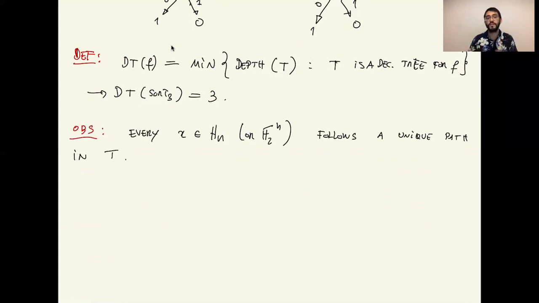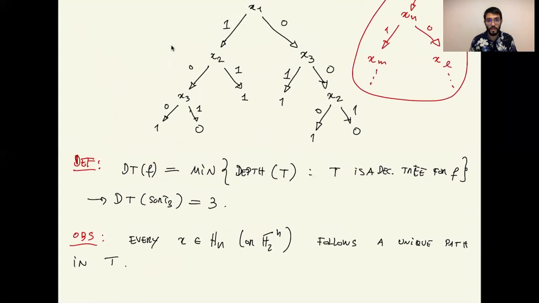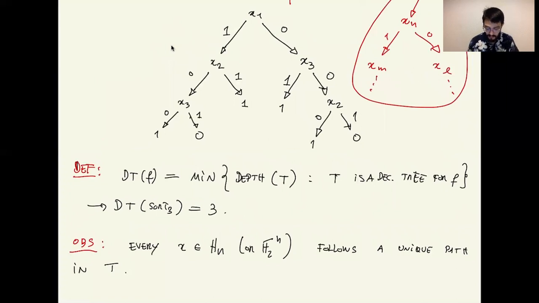So suppose I give you a decision tree, T. Every x in the Boolean cube, the Hamming cube, follows exactly one path. If my x is, for instance, 1, 0, 0, then I have to go down this path, through this node and this node. Or if it's 1, 1, 1, say, then it's this node and this node. So every x follows exactly one path.